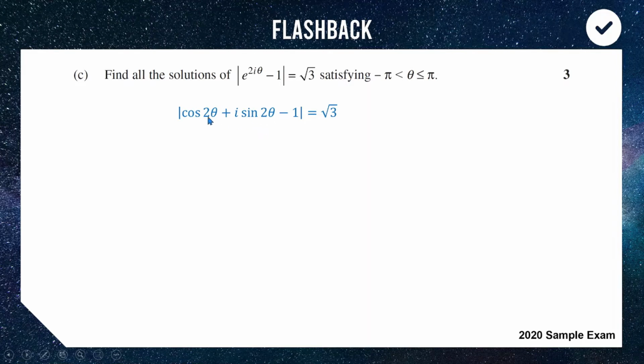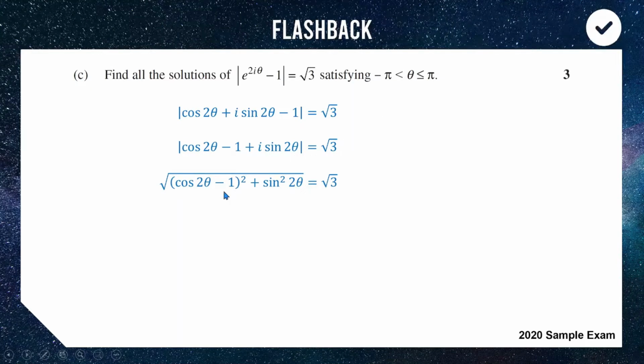Now, if we're finding the modulus of this complex number, we want to group together the real part and the imaginary part. So the real part is cos 2 theta minus 1, and the imaginary part is sine 2 theta. Now, we know how to find the modulus of a complex number. We take the real part and the imaginary part, we square them, and we add them together inside a square root. So it looks like this. This is the square root of x squared plus y squared. Now, this is our trigonometric equation that we are going to attempt to solve.